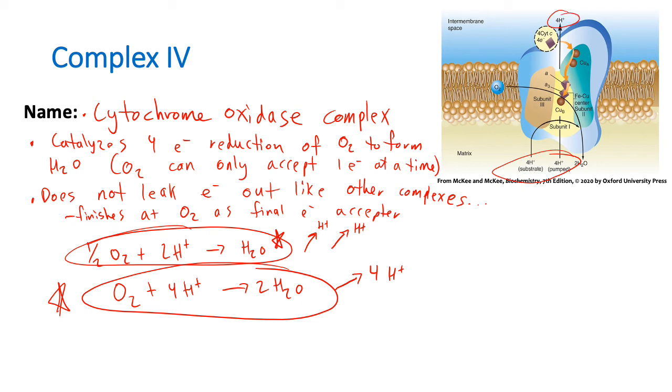4 protons to the intermembrane space. So this is why you breathe. This is why you need to maintain good oxygen levels in your body. So here's oxygen in the hydrophobic region.